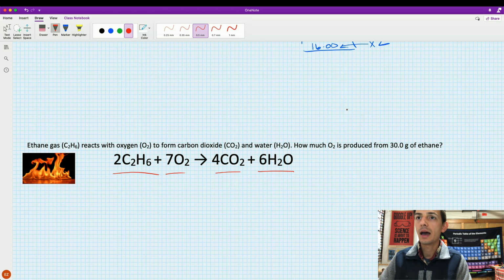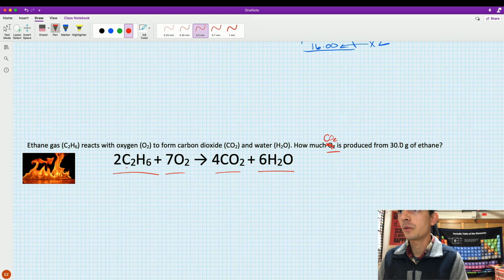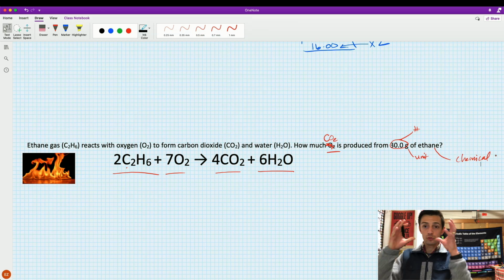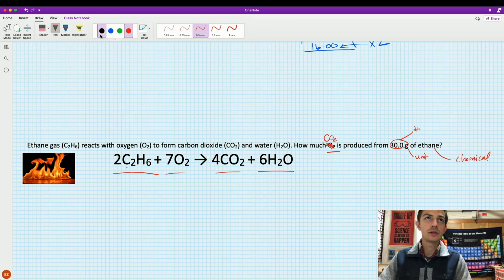and water. Okay, how much O2, again, we're looking at the production of O2. Oh, no, sorry, that's a typo. How much CO2, that's what I want, is produced from 30 grams of ethane. So again, I want to start off with that first thing where I go, where's my number? Here's my number, okay? Here's my unit, and here's my chemical. That helps me because that roots me down where I'm trying to get started.